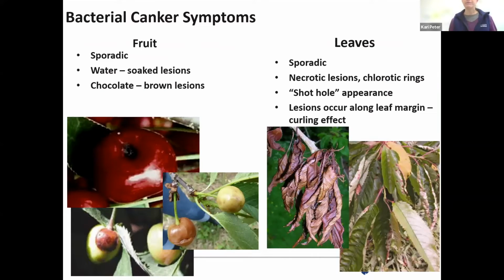Okay, so as far as other symptoms of bacterial canker, we saw blossom blast, which is the blossom phase of bacterial canker. That's how you could look at it. On fruit, this can be sporadic. The fruit can have a chocolate color to it, with water-soaked lesions. You may or may not see it. Where you really see it is in the leaves and the wood. In the leaves, I've really noticed it a lot, where you'll see a shot hole appearance. You may see chlorotic rings, lesions along the leaf margin. You'll see curling, as you can see here in this middle leaf picture.